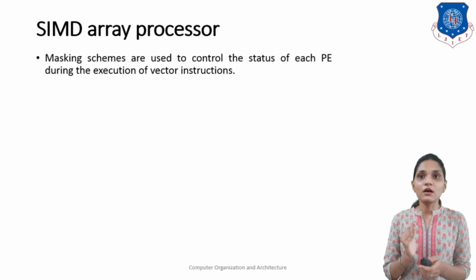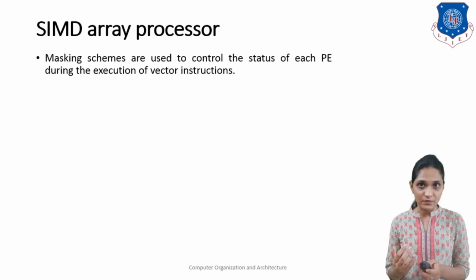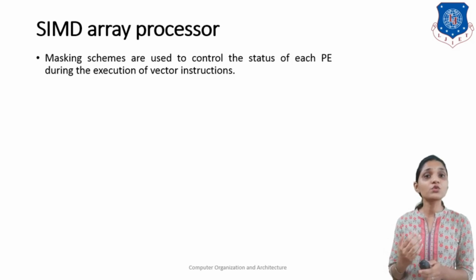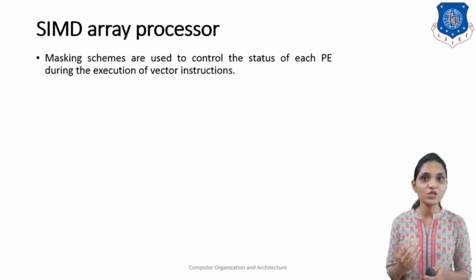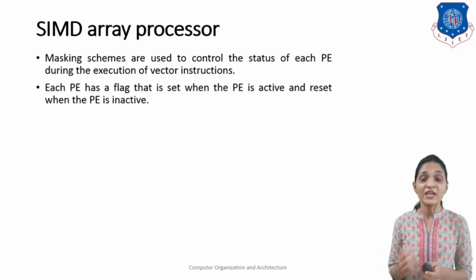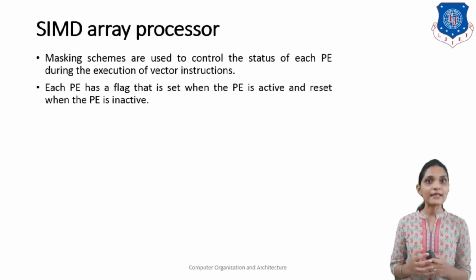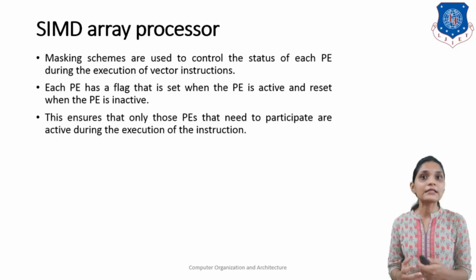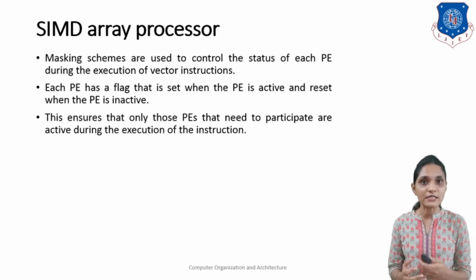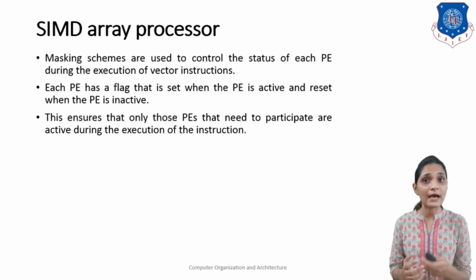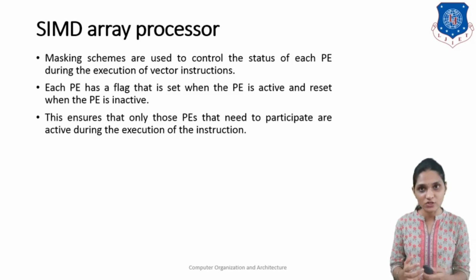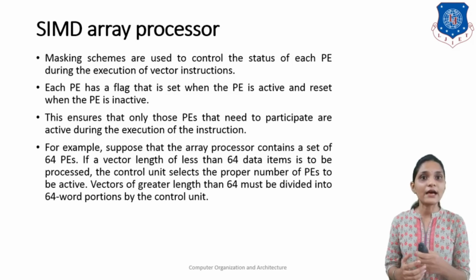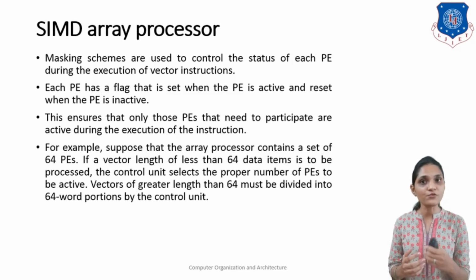Second thing, here we can also use the masking scheme. Masking schemes are used to control the status of each PE during the execution of a vector instruction. Each PE has a flag that is set when the PE is active and reset when the PE is inactive. Okay, this ensures that only those PEs, or processing execution units, that need to participate are active during the execution of the instruction. For example, suppose that the array processor contains a set of 64 PEs.